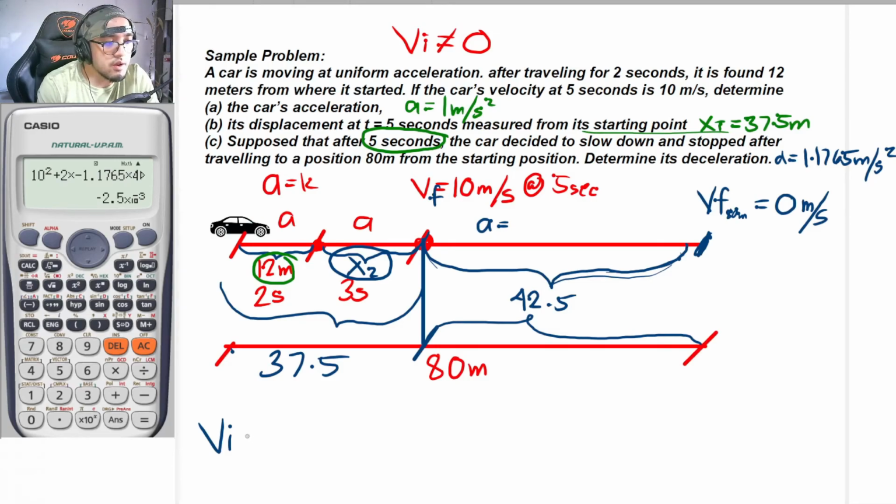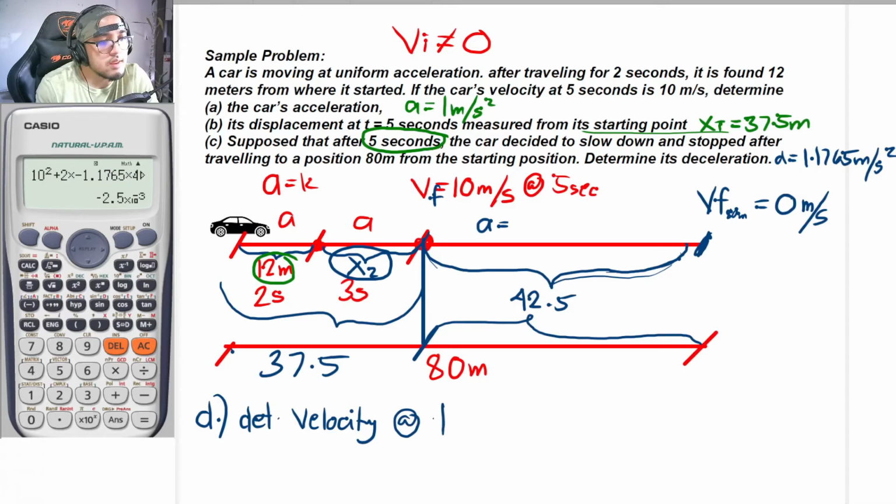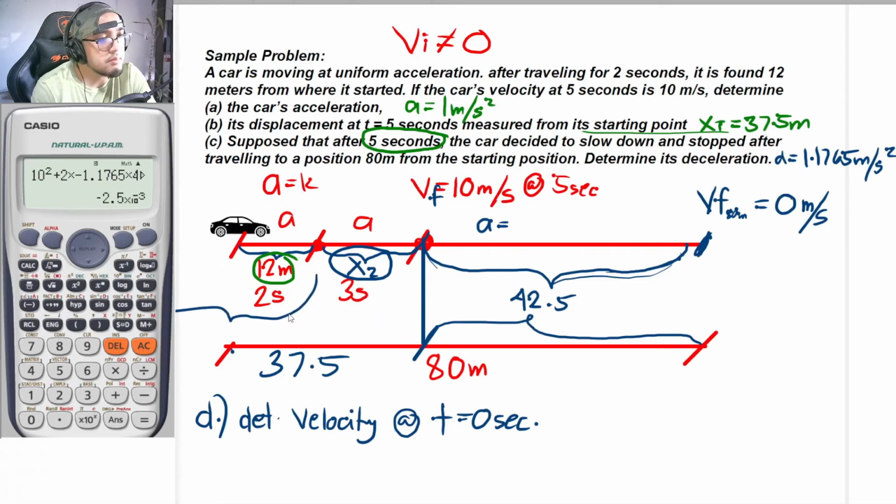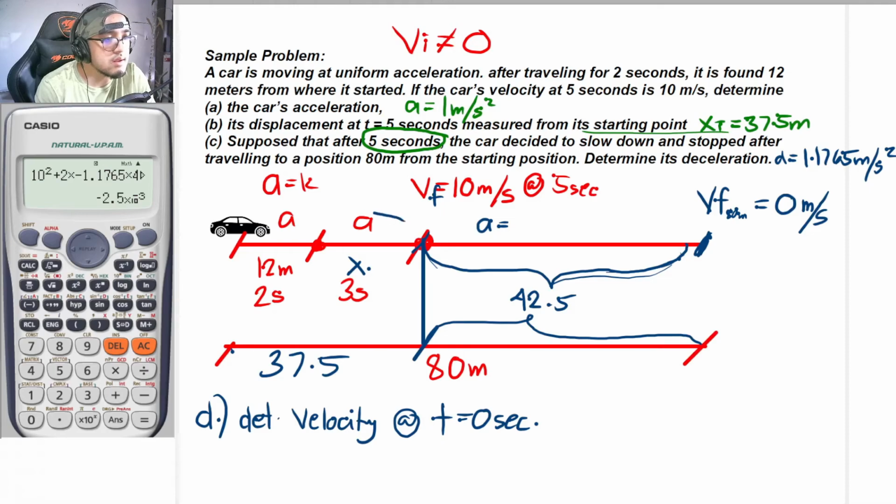So let us add another question. Let's say D. Determine velocity at time equal to 0 seconds. So with that, guys, let us just consider this part. I'll just be clearing this. If I am just to consider this part, we already have the value for VF, and for our VI, we do not know that yet. So it is very simple.